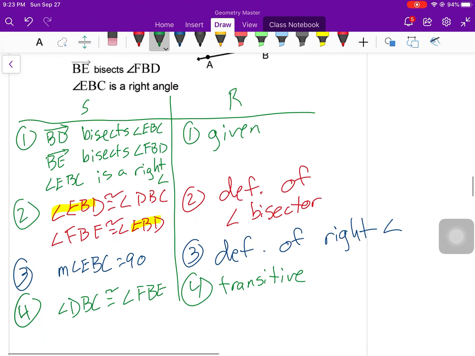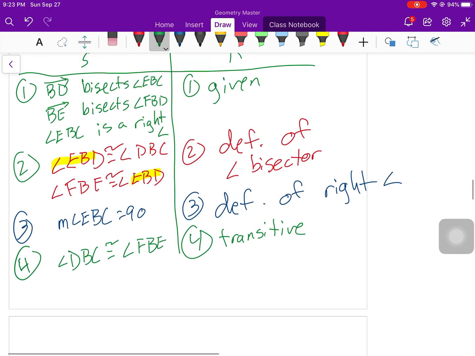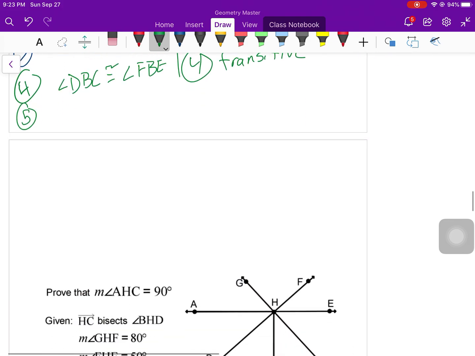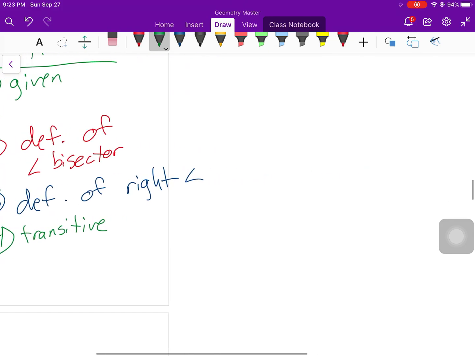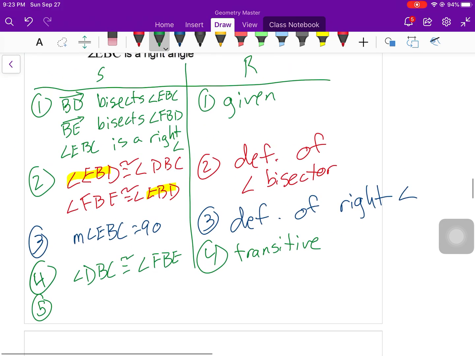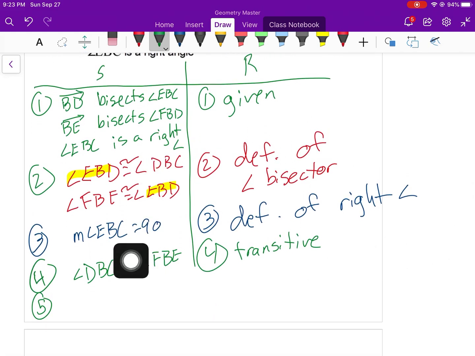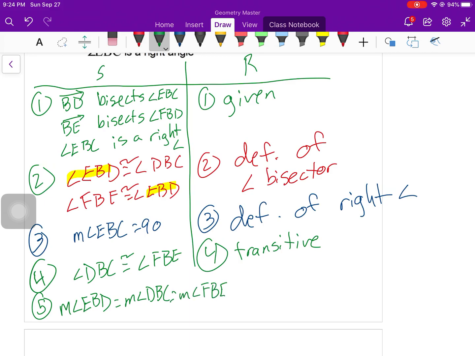So maybe I might feel like I'm not getting everywhere that I need to, but this is going to be important because step 5, I'm writing kind of big, so I'm going to scroll down there. I apologize. I might go over to the side here, but angle DBC is going to be, well, I've got a bunch of congruent signs, right? So I know these are congruent, and I know those are congruent, so I can say that the measurement of angle EBD equals the measurement of angle DBC equals the measurement of angle FBE.